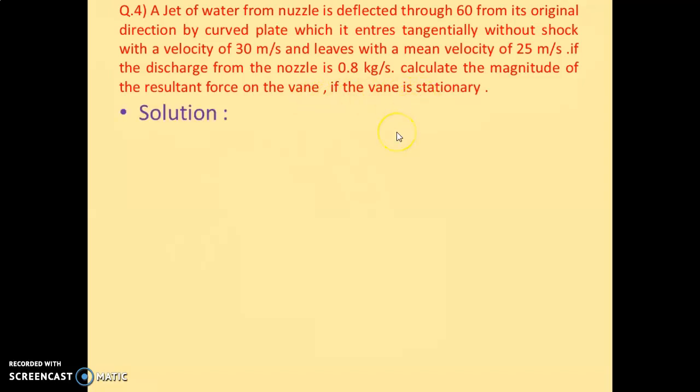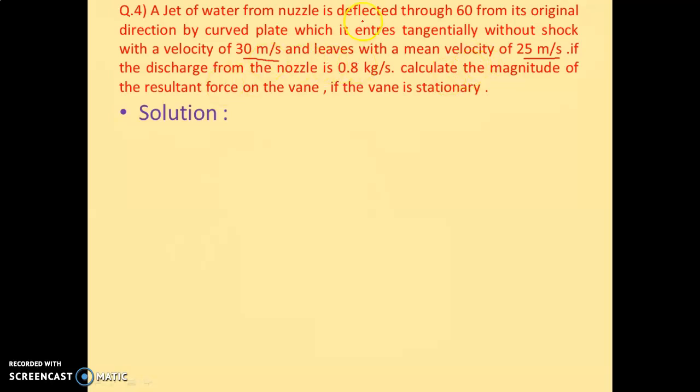Okay, so we'll see what we have to find out. What we have been given: a jet of water which enters tangentially, without shock. The initial velocity with which the jet enters the plate is 30 meter per second, and it leaves with a mean velocity of 25 meter per second. The exit velocity, the final velocity, is 25 meter per second.